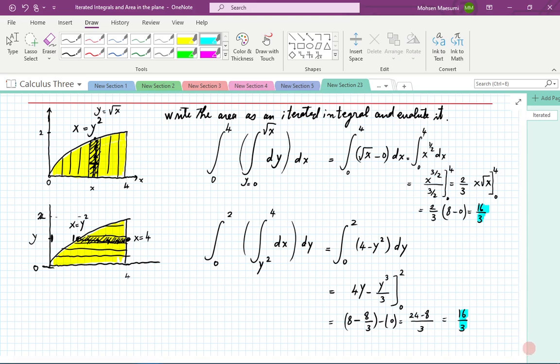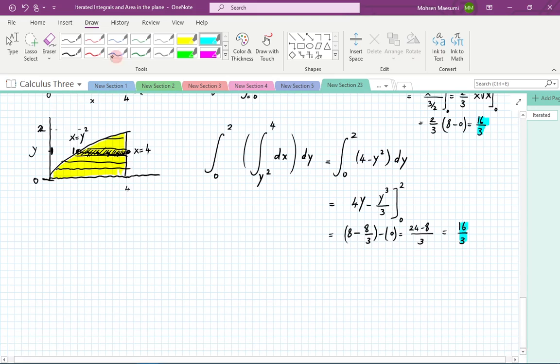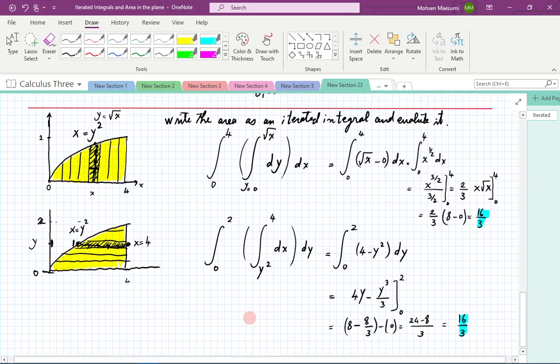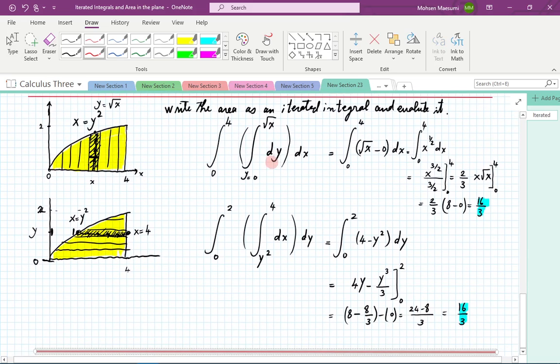So once again, this is the problem you have done in calculus 1. Area between curves is nothing new, but the way we are doing it is different. We are writing it as iterated integrals. We have two integrals to compute.